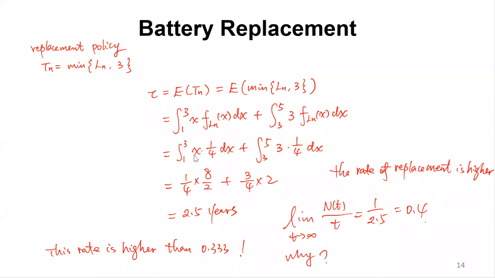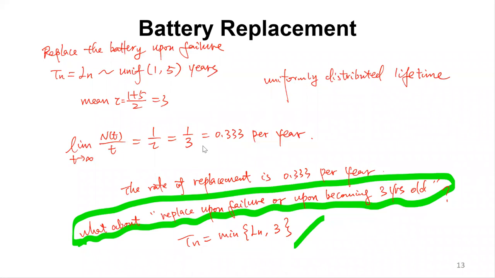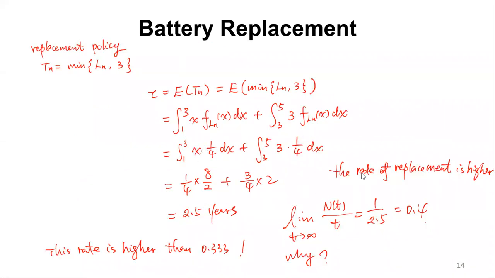So between 1 and 3, you have x times 1/4. And we're going to replace just at 3. So if the lifetime is from 3 to 5, this is 3 times 1/4 dx. With this, we can calculate the mean is about 2.5, but previously the mean was 3. So the rate of replacement becomes 1/2.5. This is 0.4. It's much higher than 0.33. That means that we replace it faster.